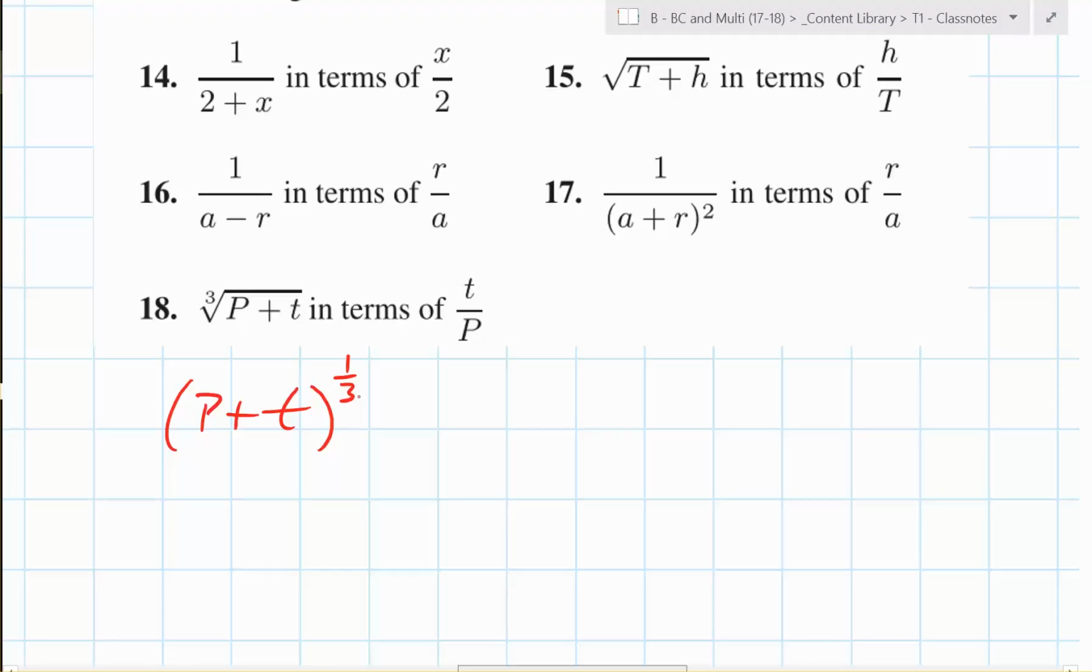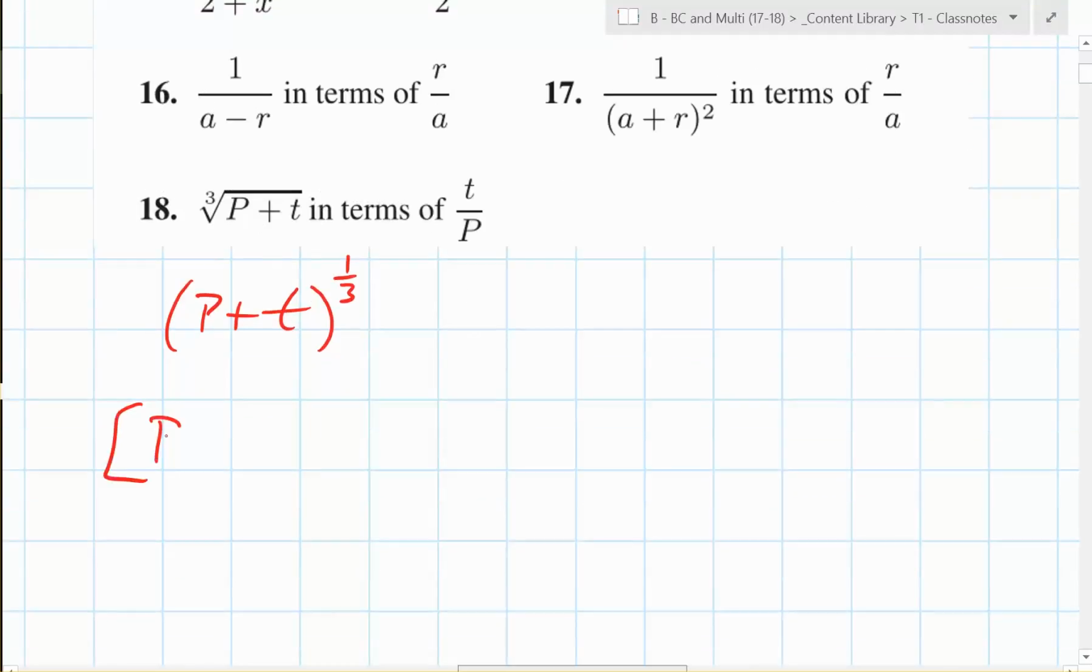So what are we going to factor out of these two terms? Do we divide everything by p? No, we can't divide because we don't have anything to equal. We don't have anything to balance. So what can we factor? The only option here is to factor. What can we factor out of p and t? P. If you factor out p from this, what do you end up with? 1 plus what? T over p, correct?